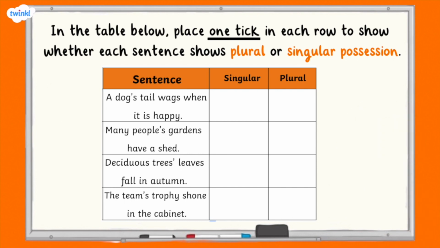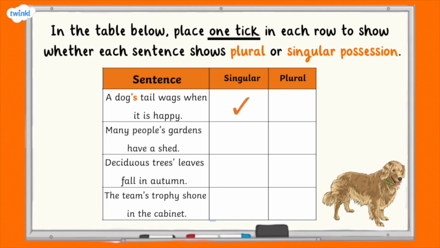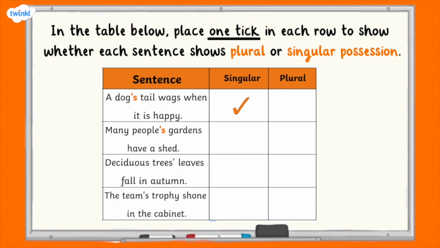Do you have an answer? Sentence 1 uses an apostrophe before the S in the dog, meaning it is singular. Sentence 2 talks about the gardens that belong to people. People is an irregular plural noun followed by an apostrophe and an S, so we must tick plural.